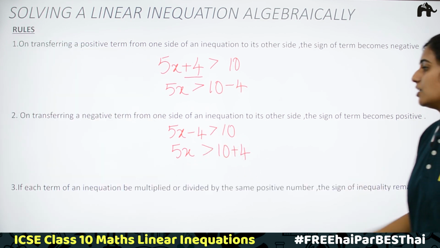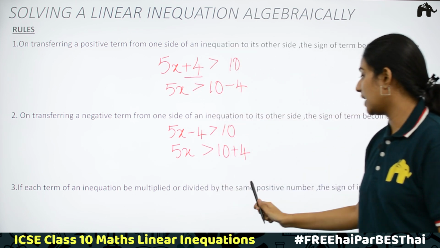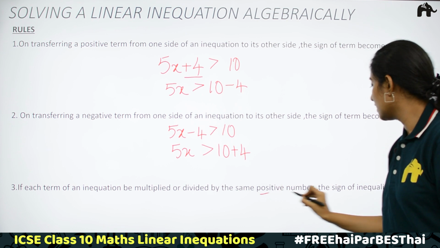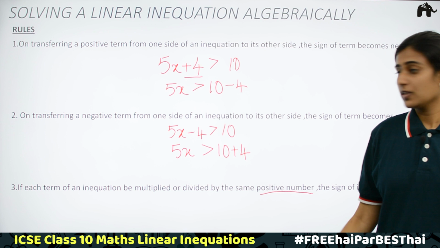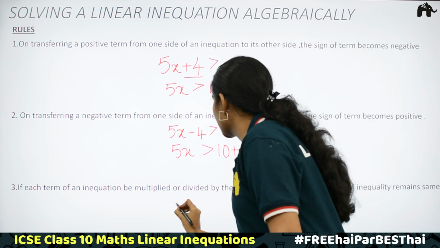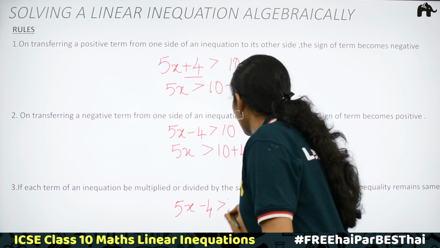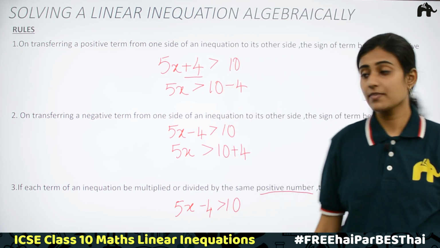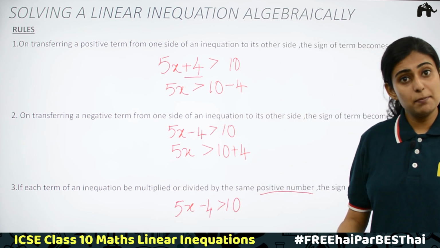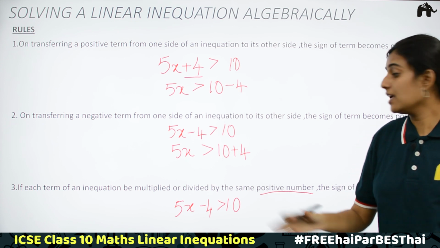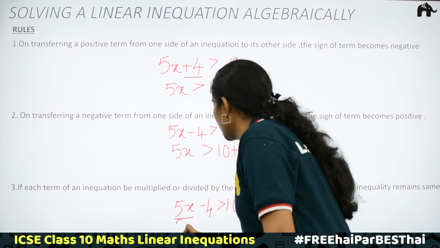Third rule is, if each term of an inequation be multiplied or divided by the same positive number, the sign of inequality remains the same. This is our third rule. Okay. We'll take this example. 5x - 4 > 10. Now, if I am dividing with any positive number or I am multiplying with any positive number, the sign of inequality should remain the same. For example, let's divide by 2.